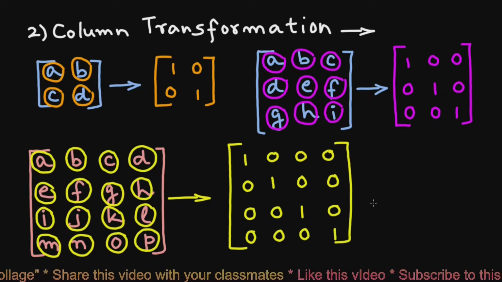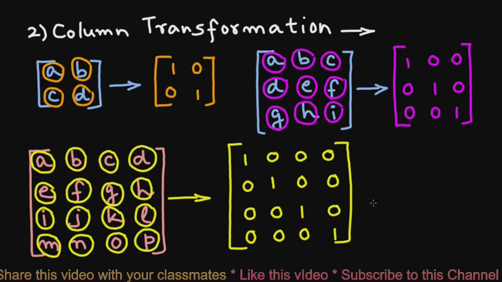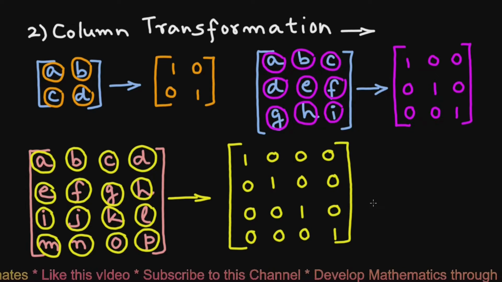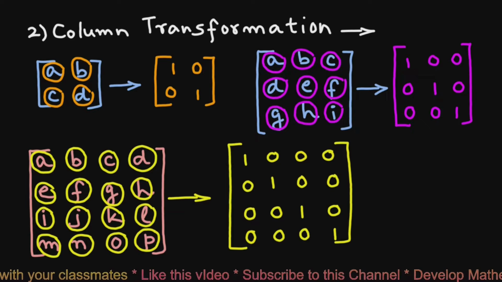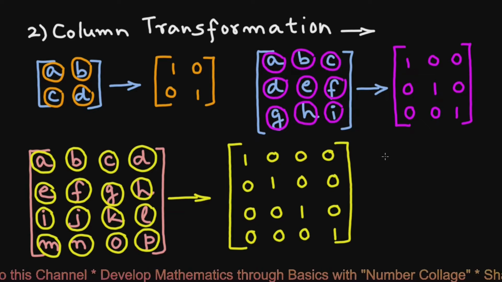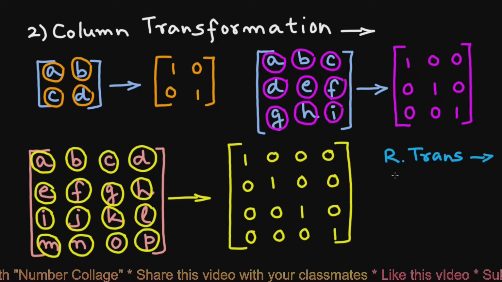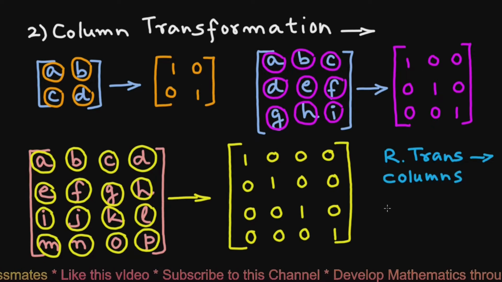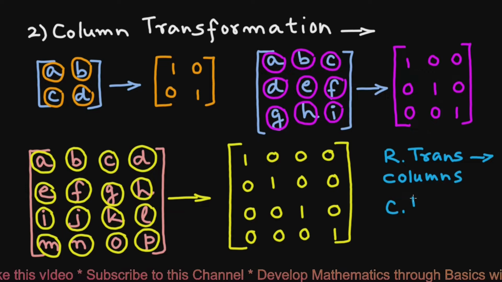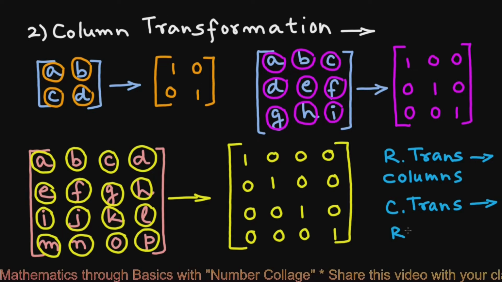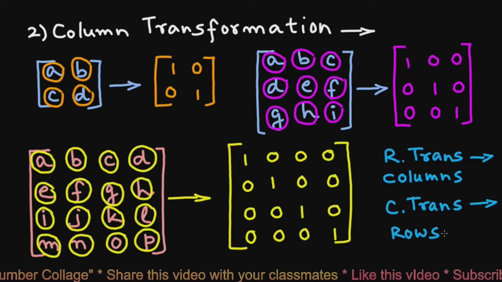So this type of strategy helps a great deal in reducing a given square matrix into unit matrix of the same order. We can note one thing: when we are performing row transformation, we are essentially converting columns, and when we are performing column transformations, we are essentially converting rows. That you must have understood by now.